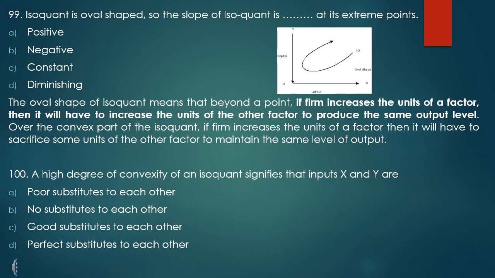Question number 100. A high degree of convexity of an isoquant signifies that inputs X and Y are: poor substitutes to each other, no substitutes to each other, good substitutes to each other, perfect substitutes to each other.